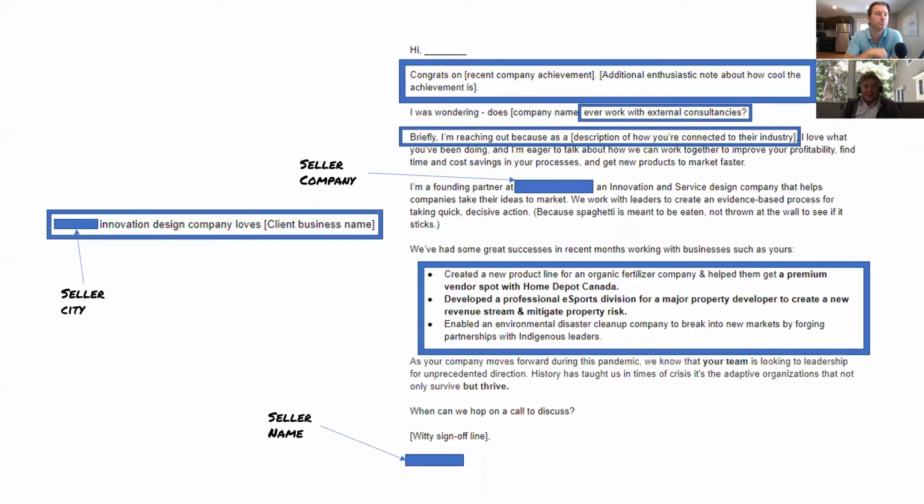Another thing is the call to actions are big. Lastly here, when it says, when can we hop on a call to discuss, that's a big ask for me. Asking to hop on a call is a huge ask. Another framework or way to think about this is, what's a low friction call to action? I like to think of it as a small yes. What's a small yes you can get from them?